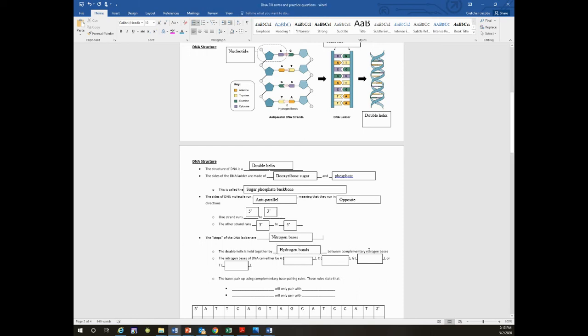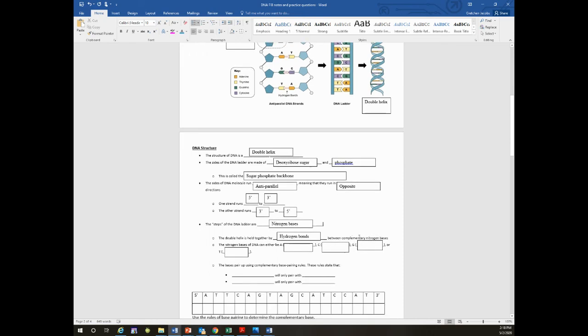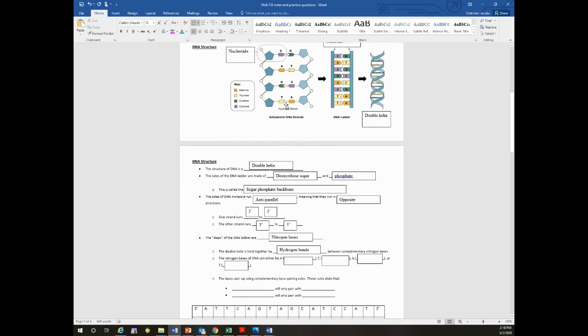Hydrogen bonds are between complementary bases, and that means that only certain bases will pair together and they will be held together by hydrogen bonds. So in your DNA reading, you should have read about how the hydrogen bonds are different between the two different bases. We can see here that the A and T only have 2 hydrogen bonds, and the G and C have 3 hydrogen bonds.